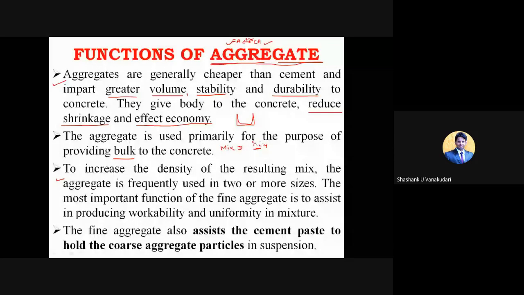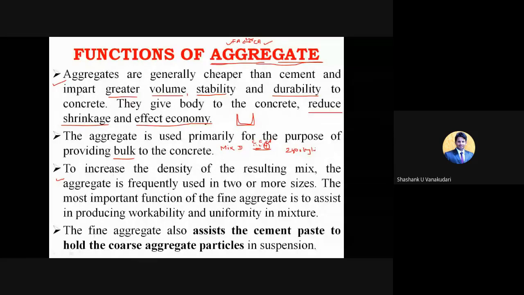Clear? So in this part, the major part of the mixture is consumed by the coarse aggregate. Clear? So to get the proper density, I mean the density of the concrete, that is 2400 kg per meter cube.